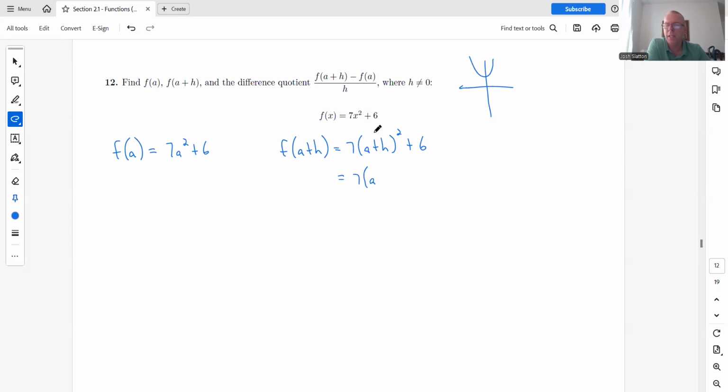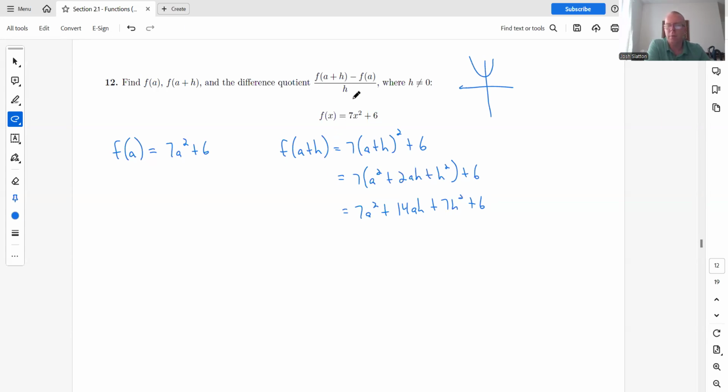And I think we'll go ahead and multiply this out. So you can work this out the way we did the one a minute ago. But a plus h squared would be a squared plus 2ah plus h squared. And we have our plus 6, and we'll distribute the 7. So that'd be 7a squared plus 14ah plus 7h squared plus 6.